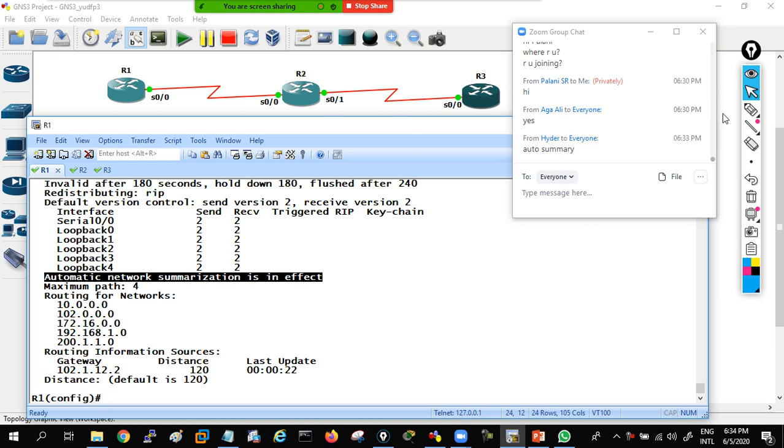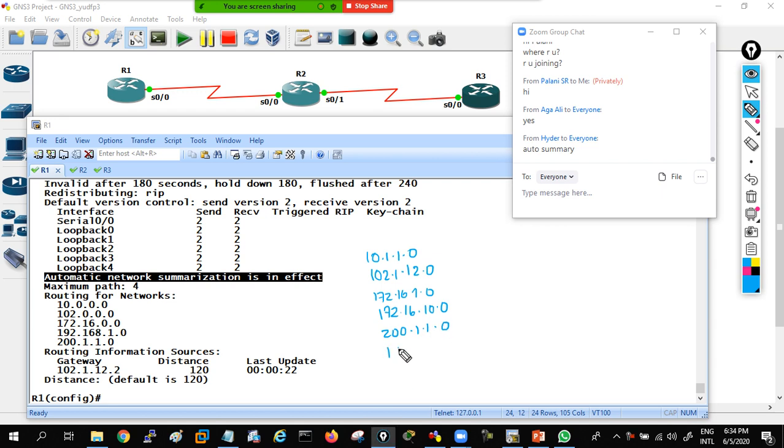In router 2's routing table, what are the networks we advertise here? We advertise 10.1.1.0, and we advertise 10.1.2.0, and we advertise 172.16.1.0, and we advertise 172.16.10.0, and we advertise 200.1.1.0, and we advertise 192.168.1.0. Agree? Everybody, guys, these are all /24, right?